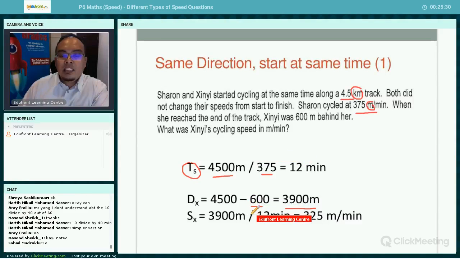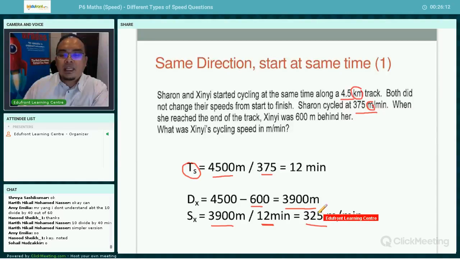All right, now what about her speed? At this point, where Sharon has completed the race and Singi was at the 3,900 meter point, Singi would have cycled for 12 minutes. So at 12 minutes, Sharon would have reached the finishing point, but Singi would be at 3,900. So what is the speed for Singi? Distance divided by time: 3,900 divided by 12 minutes, you get 325 meters per minute.